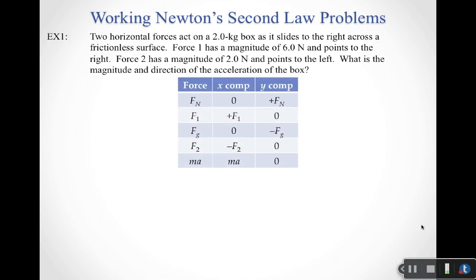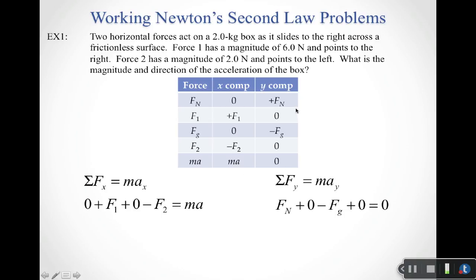So what do I do with this? Well, the next step is I want to use this to set up my two equations. I'm going to set up one for what's going on in x. It says that the sum of the forces in the x direction, this plus this plus this plus this, equals mass times the acceleration. My second equation is basically the same thing, just in y. So the sum of the forces in y, the normal plus 0 minus the weight plus 0, equals mass times the y component of the acceleration. So all that's got to equal 0. So here are the two equations that I set up.